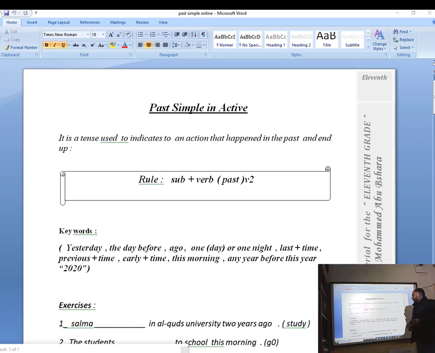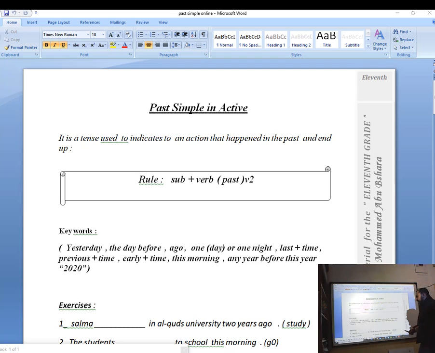Past simple. What do I mean by past simple? Past simple is a tense used to indicate an action that happened in the past and ended. It means that this action happened in the past and ended. Okay, the rule of the past simple is subject plus verb 2. I should change the verb, the infinitive between the brackets, into verb 2.